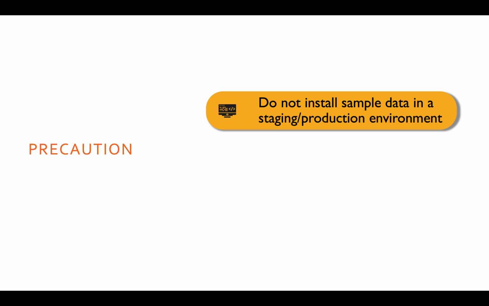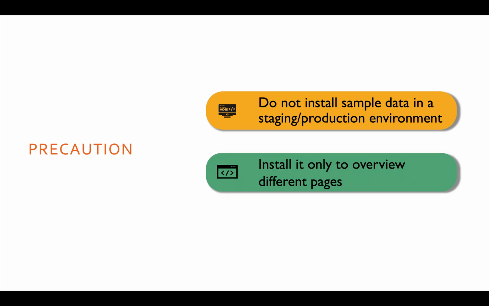Before we install the sample data modules, there is a precaution. You should not install sample data modules in staging or production environment, because once the sample data modules are installed and the data is populated, like category and products are created in your admin panel, these data can't be removed. Right now there is not a simple solution to remove these test data. That's why it is recommended to install sample data module only in your local environment. So install it only in your local environment to see how these pages will look.